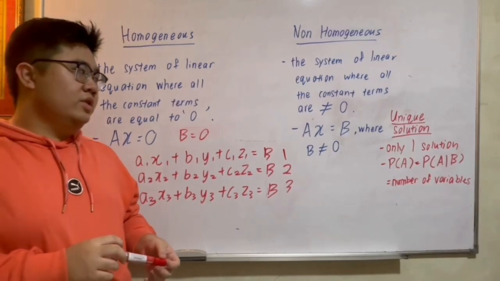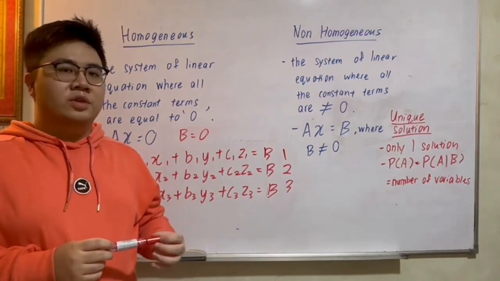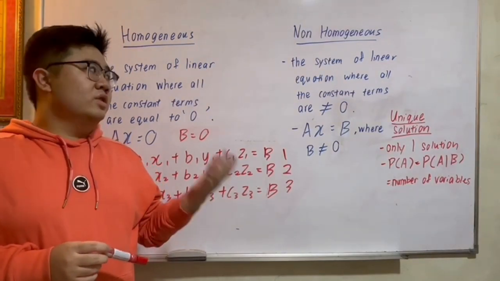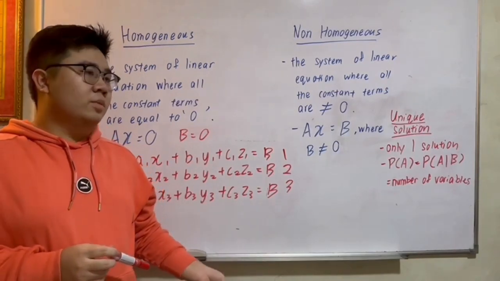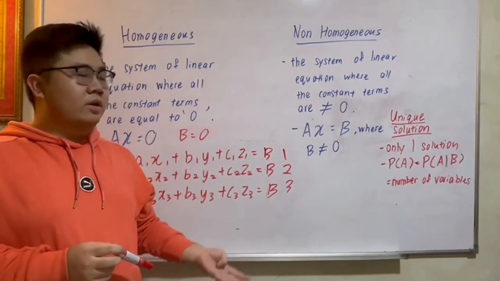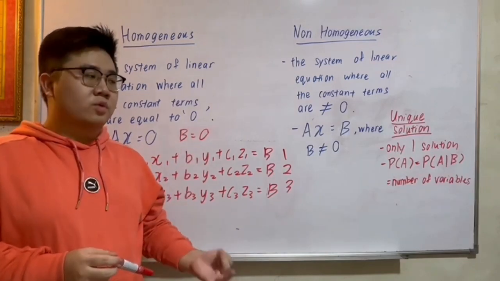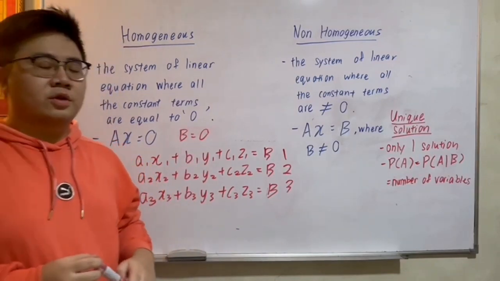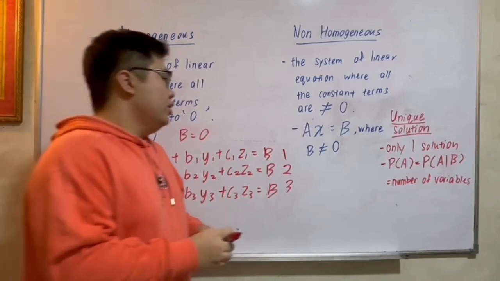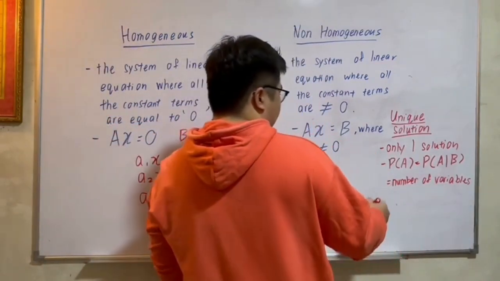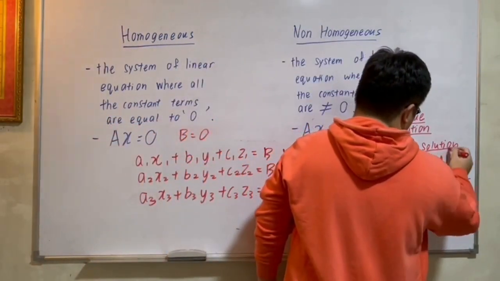The non-homogeneous system consists of many types of solutions, which are the unique solution, which I will be talking about right now, the many solutions, and the no solution. For the unique solution, there will be only one solution, unlike the many solutions where they are infinite.